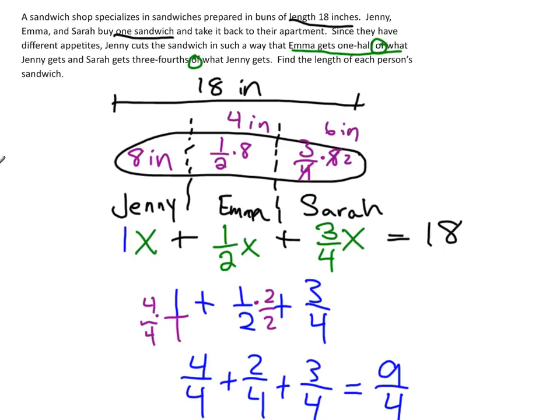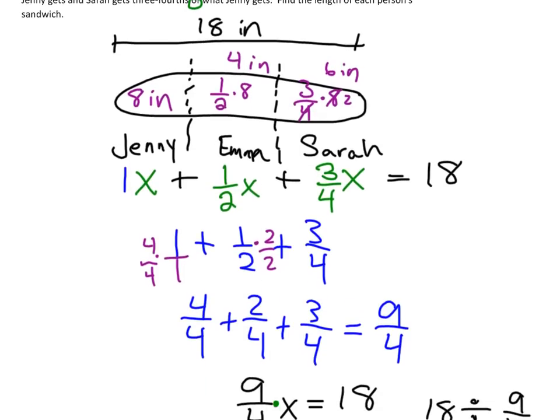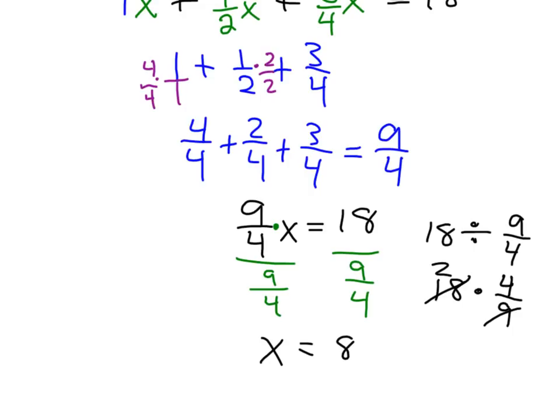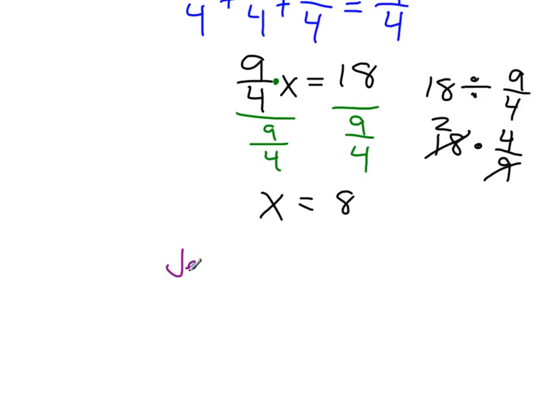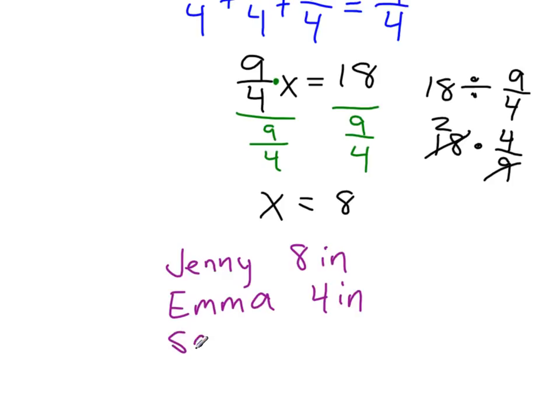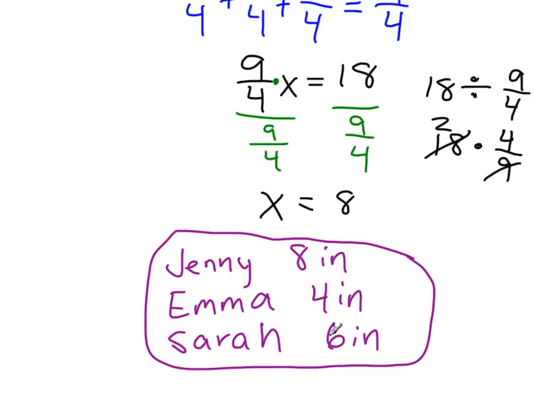So when we write out our final answer, let me scoot back down to the bottom. We're going to state, okay, Jenny got those 8 inches, and you gotta include your unit or else it's not right. Emma got a half of that, so she got 4 inches. And Sarah got 3/4, which gives her 6 inches. And if we were to add up all these lengths, 6 plus 4 is 10, plus 8 is 18, we have the 18-inch sub. And that's it, you're done.